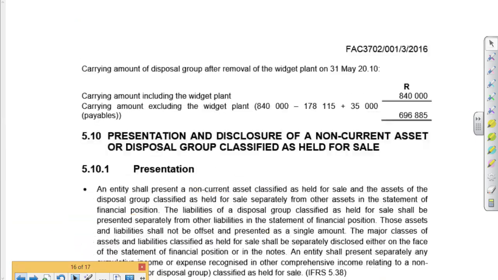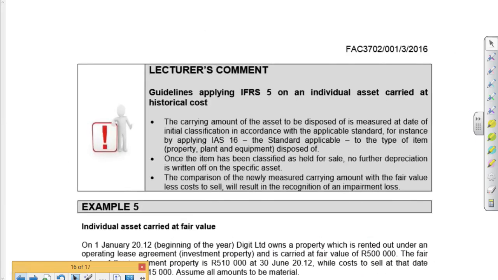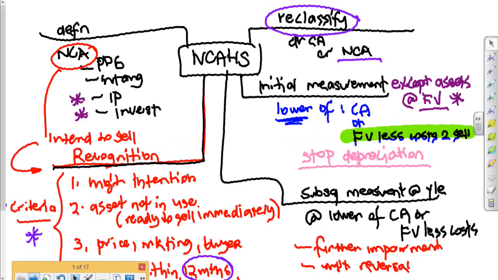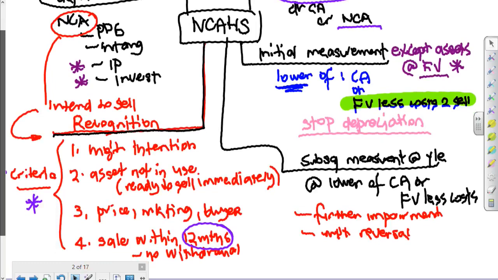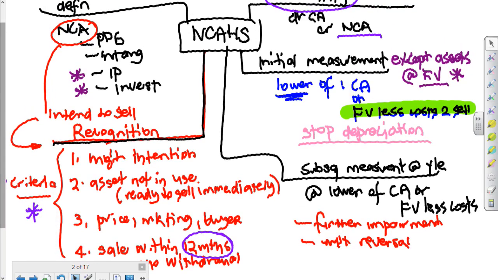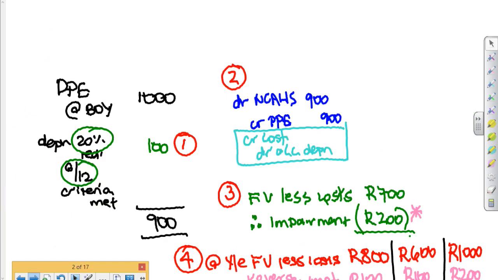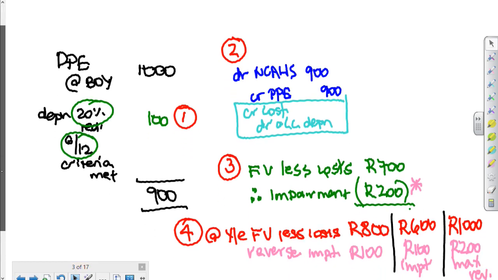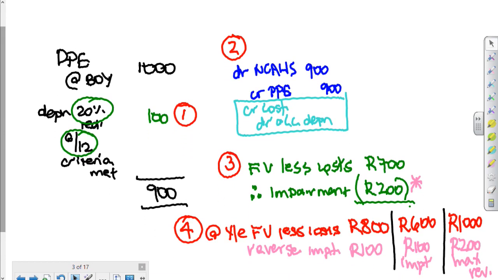All right, so a non-current asset held for sale, if we just go back to the very beginning. A non-current asset held for sale is an asset that meets the criteria to be reclassified and remeasured. There are 5 steps, or 4 steps. Depreciate the asset up to the date of the criteria, reclassify it, and remeasure it at the lower of carrying amount or fair value less costs to sell. It would give you an impairment. At your year end, measure again: further impairment, reversal of impairment, or nothing.